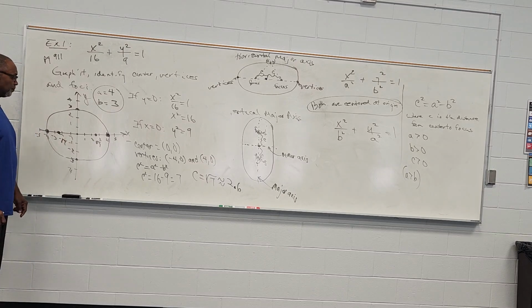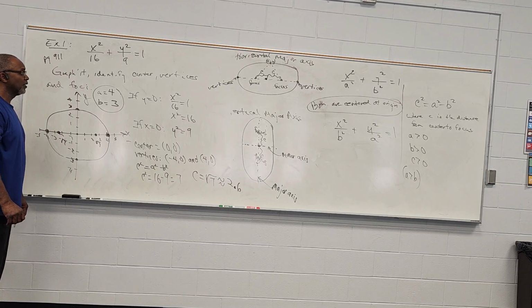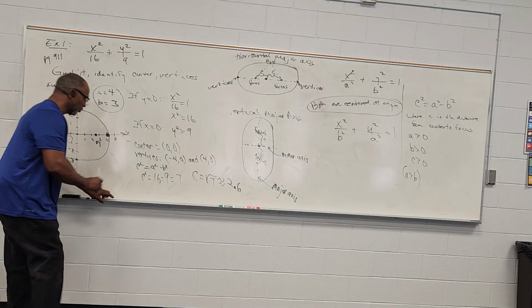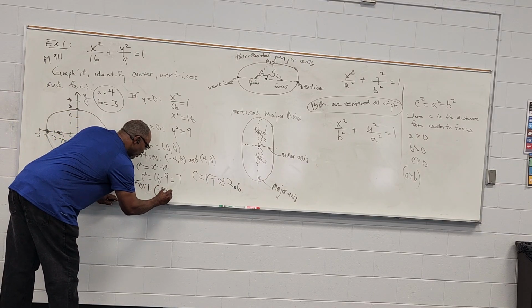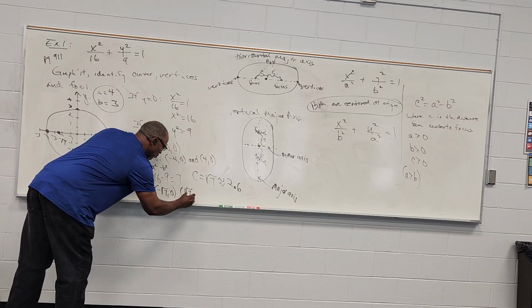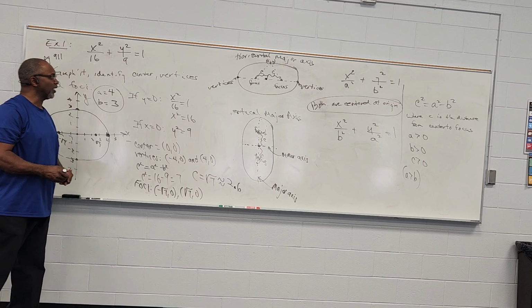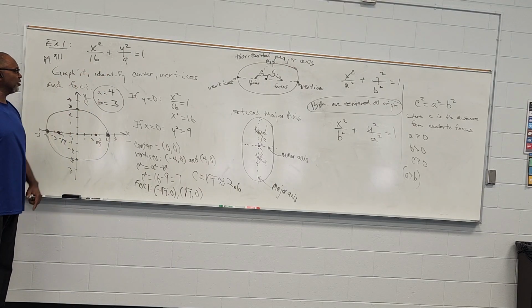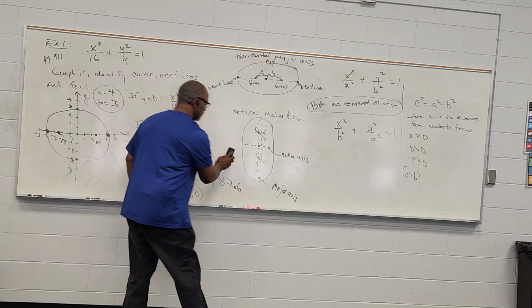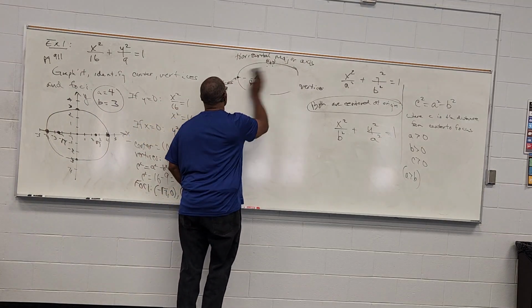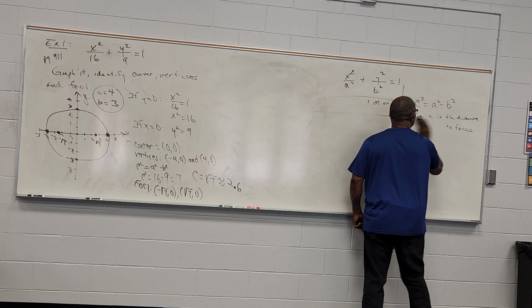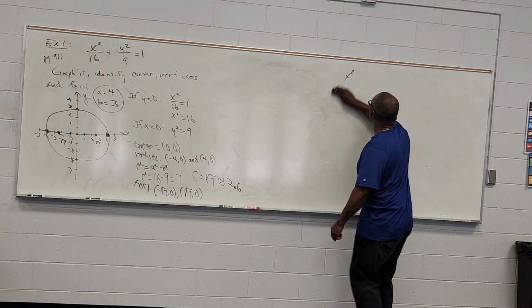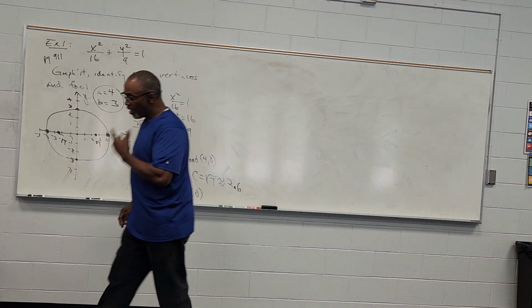Those are the foci. I've got a focus here and a focus there, at positive square root of 7 and negative square root of 7. The vertices we've already identified, so these were the foci: negative square root of 7, 0, and positive square root of 7, 0. Those would be my foci. So we've done everything. We've graphed it, and we've identified the center, the vertices, and the foci. Okay. Nothing hard about that. That's example one.